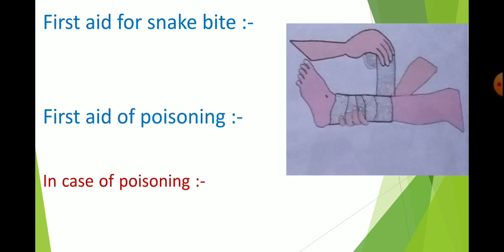If someone has eaten poison, then what will we do for that? Try to make the victim vomit immediately, so that the poison comes out of the stomach. And the next step is to rush the victim to a hospital or doctor without wasting time.